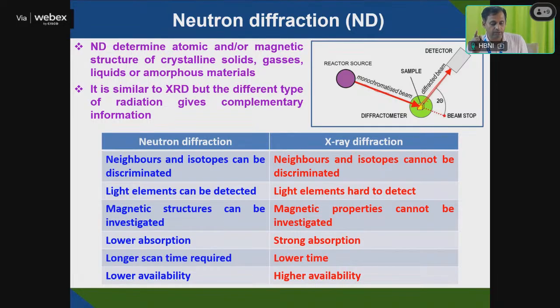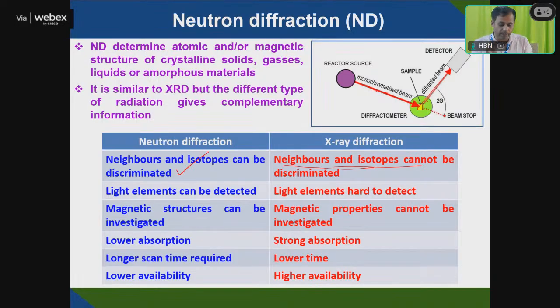Neutron diffraction is sensitive to the atomic and magnetic structure of crystalline solids, gases, liquids, and amorphous materials, so all that information you can get. X-ray diffraction doesn't tell anything about isotopes, and neighboring elements can't be discriminated. If you take X-ray from copper and zinc, which are close, it's a little difficult to interpret. If there is no difference in crystal structure, then it's fine; otherwise it's quite difficult. So neighboring elements and isotopes can't be discriminated in the case of XRD.